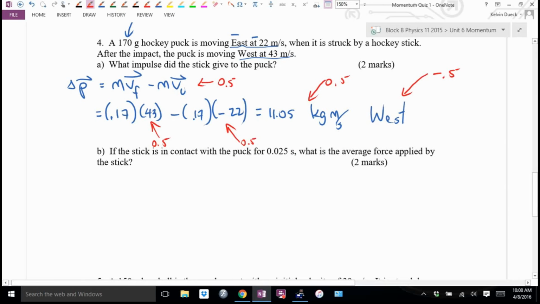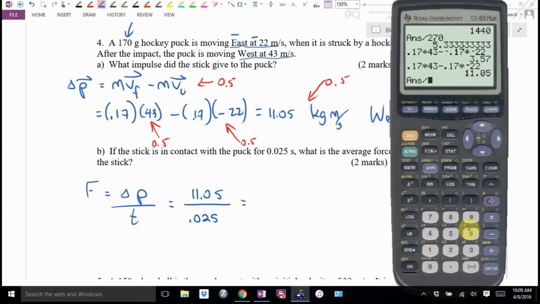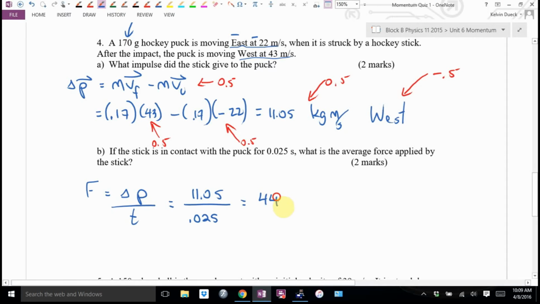Hey, Cam, what does B want me to find? The average force, you say. What did I find in part A? Impulse. You know, it would be cool if there was an equation that had force and impulse in it, and there is. I guess the force is going to be the impulse divided by the time. Yeah, divided by t. It's going to be 11.05 divided by 0.025. Do you get 442 newtons?